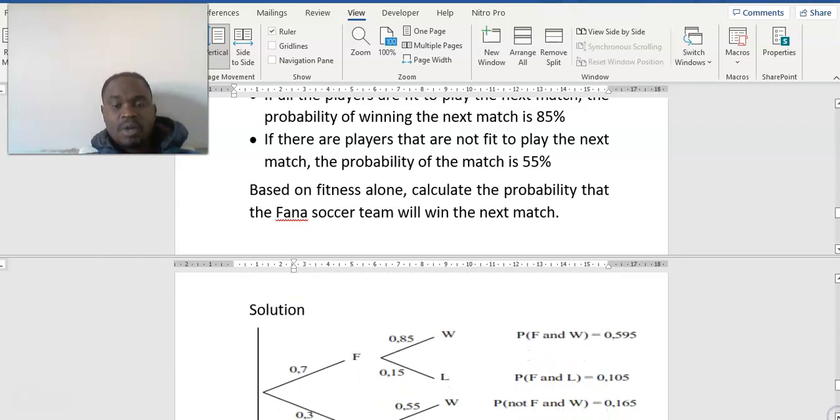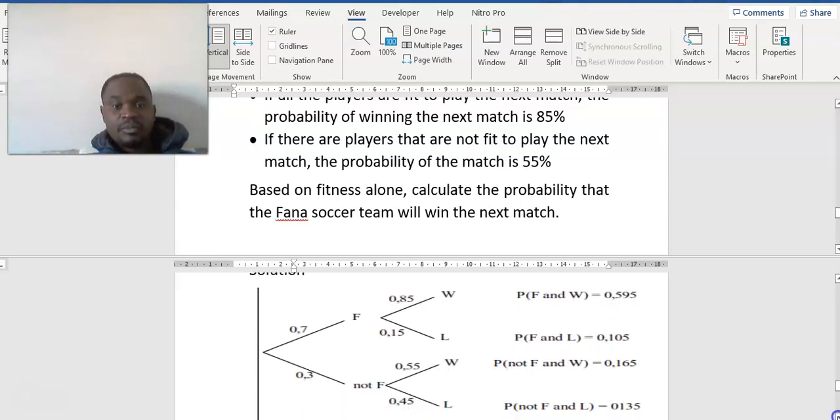This one we can use the tree diagram. Remember the first one I told you can use the tree diagram, the first question. This one also we can use the tree diagram. We learned the tree diagram in grade 11, you see that we are repeating it here again. When we check the first information, we are using F for fit, a player being fit, and not F means a player is not fit. So we are going to use the tree diagram to answer this.